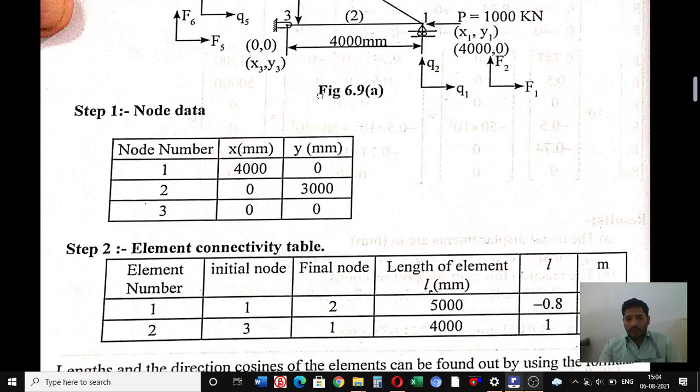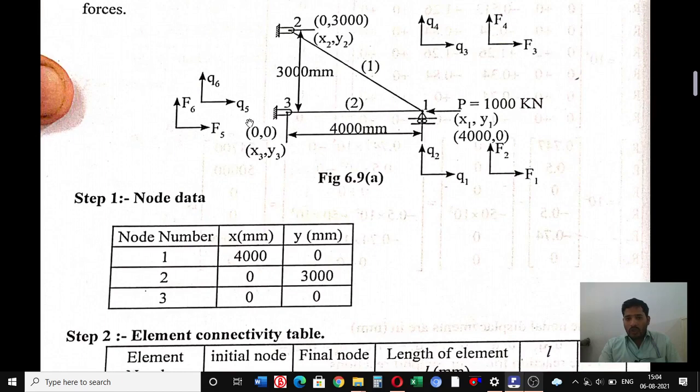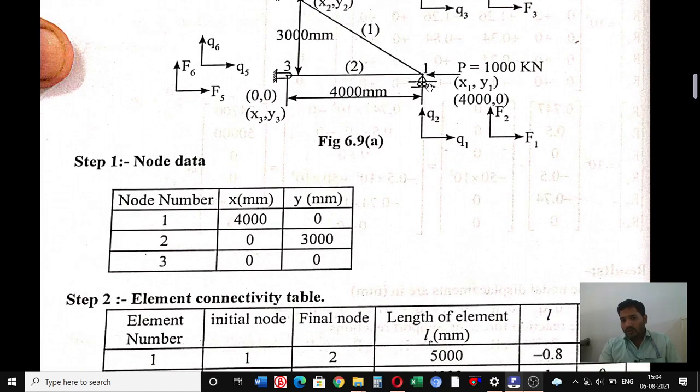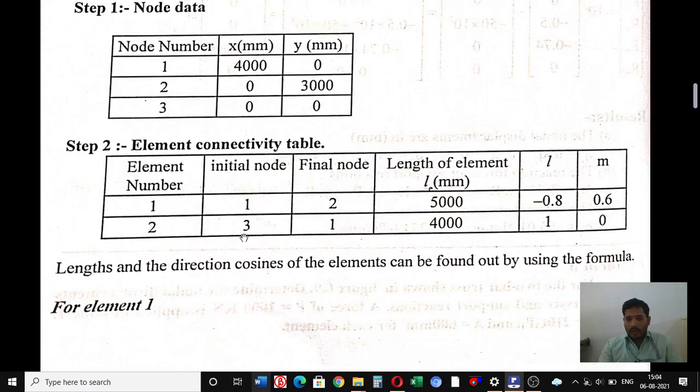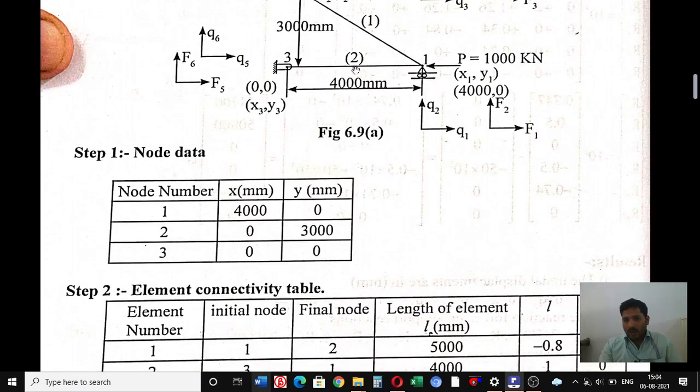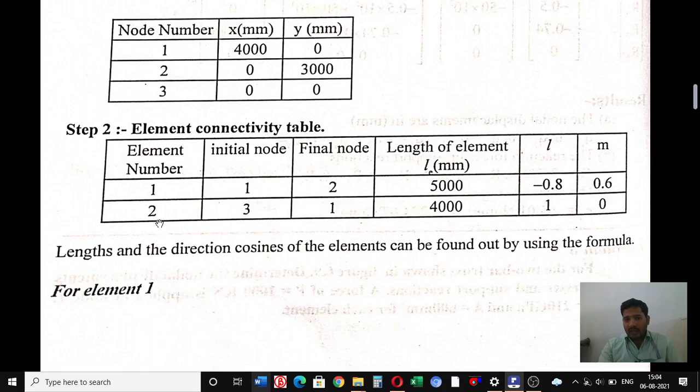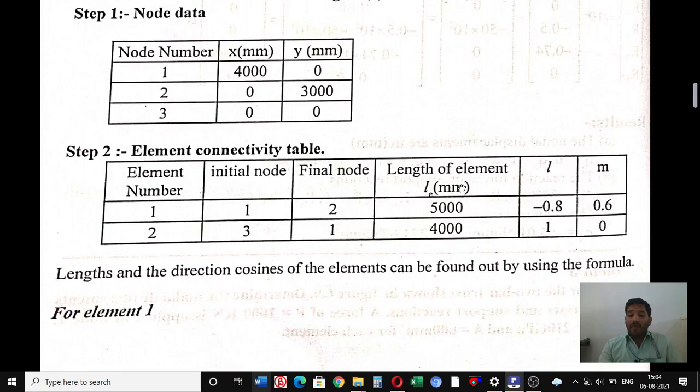Come to element number 2. Here if you join the third node to the first node, the initial node is 3 and the final node is 1. If you join 3 and 1, then you will get the second element. Clear? After that, with the help of the formula, you can easily get the values of the element length LE, and L and M.